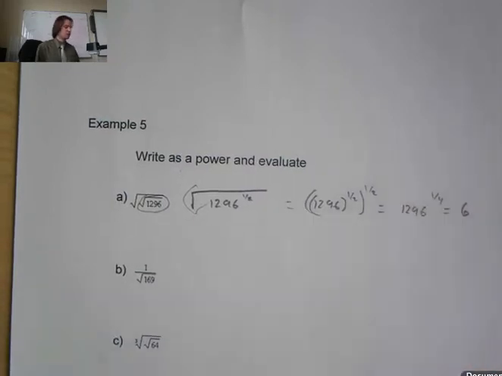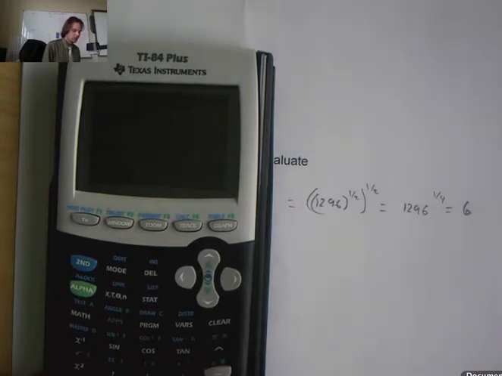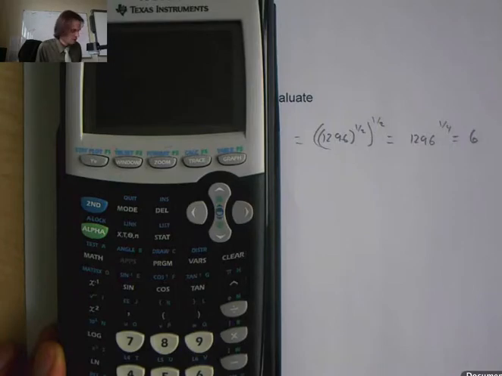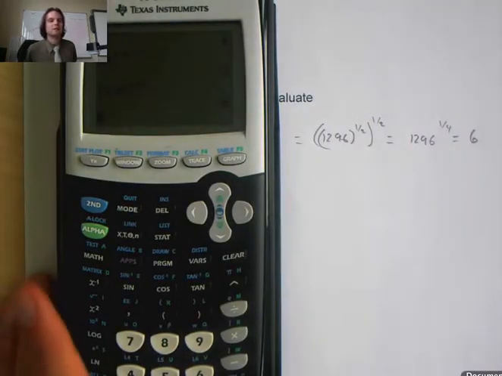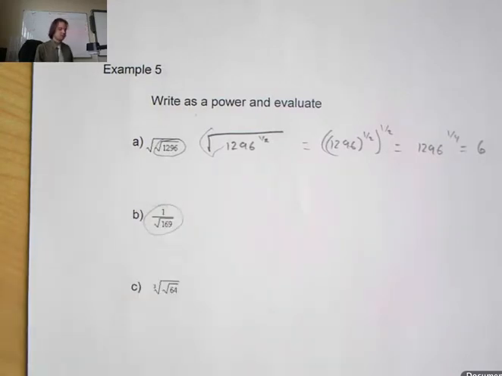If we punch this into our calculator like this, we get 1,296 to the power of 1 divided by 4. See how I have that? Push enter, and I am going to get 6. Okay? Now let's take a look at the next one.